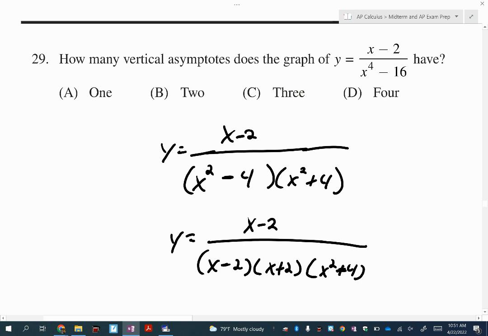Consistency. What do you notice about the numerator and the denominator? You got one crosses out. Do you remember what that creates?